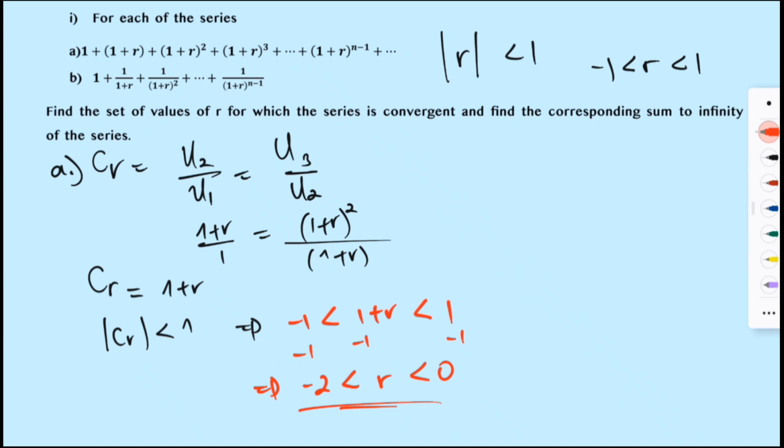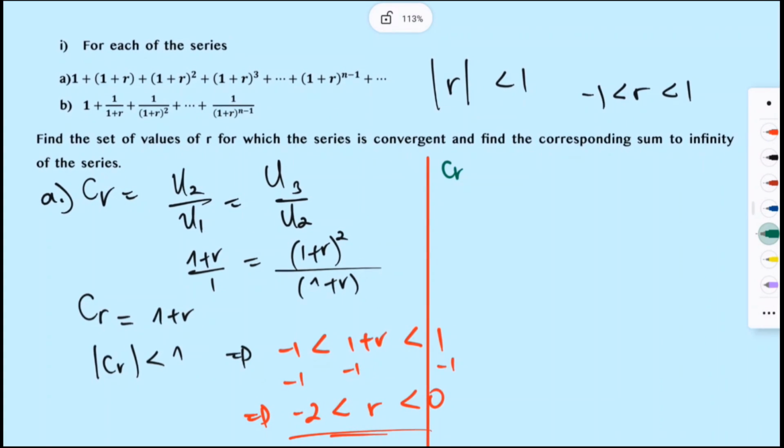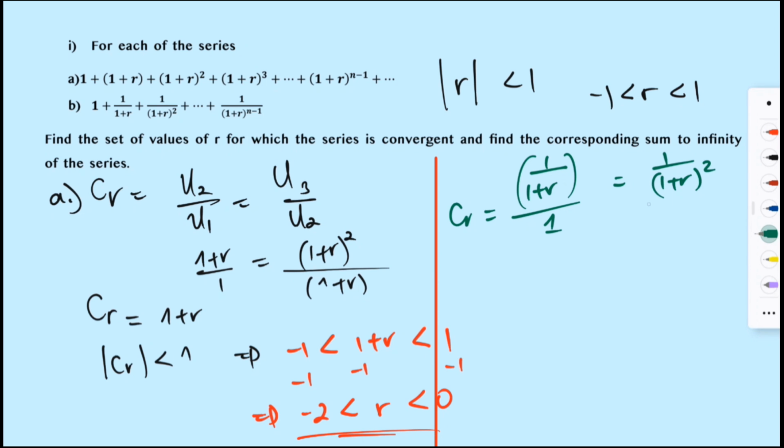And then for the second series, wait a second, okay, this would be 1 over 1 plus r divided by 1 should be equal, I want to just centralize this, it's always good to have a center, should be equal to 1 over 1 plus r squared over 1 over 1 plus r. Well, it's pretty obvious that the common ratio would be 1 over 1 plus r.